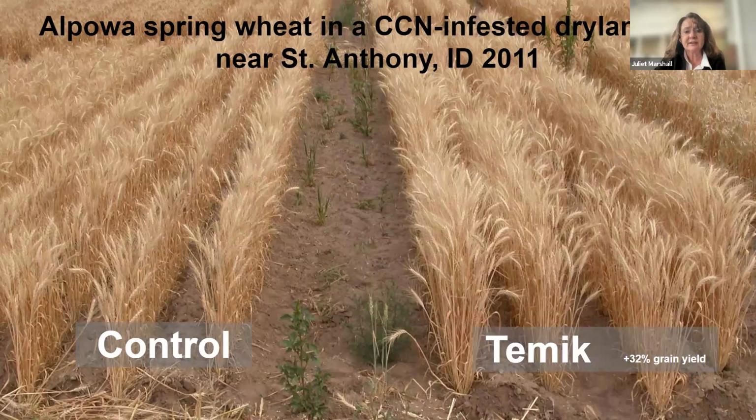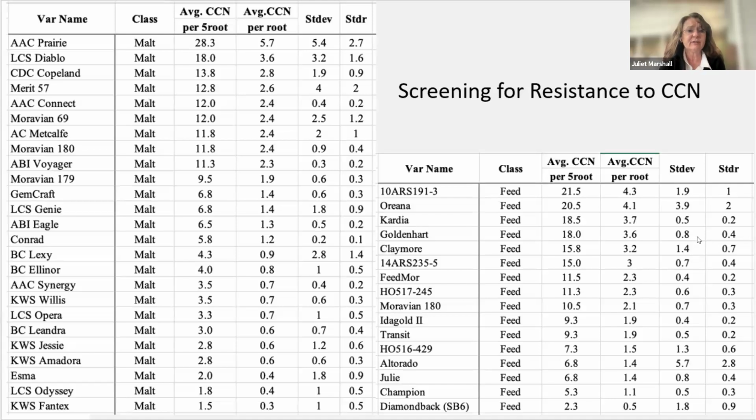In our upper elevation areas in sandier soils, that's where the most damage is, where the crop rotation is limited. So go ahead to the next slide. We've been screening for resistance in wheat and barley. I just put up the barley resistance results here, separated by malt and feed and food varieties. What we've been doing is counting the average number of cereal cyst nematodes per 5 grams of root, and the average number of cereal cyst nematodes per root.